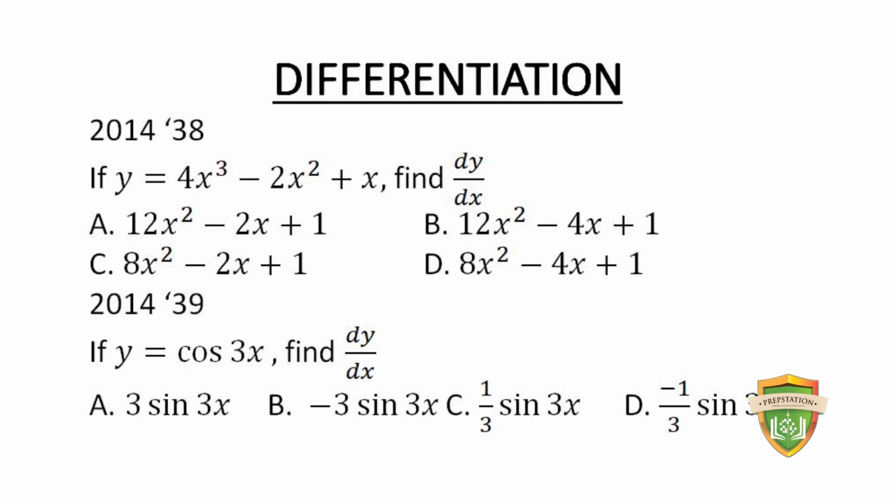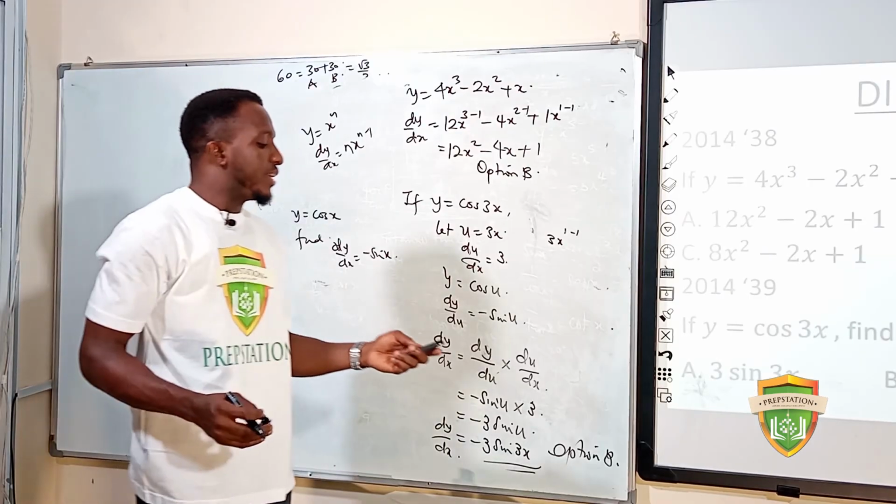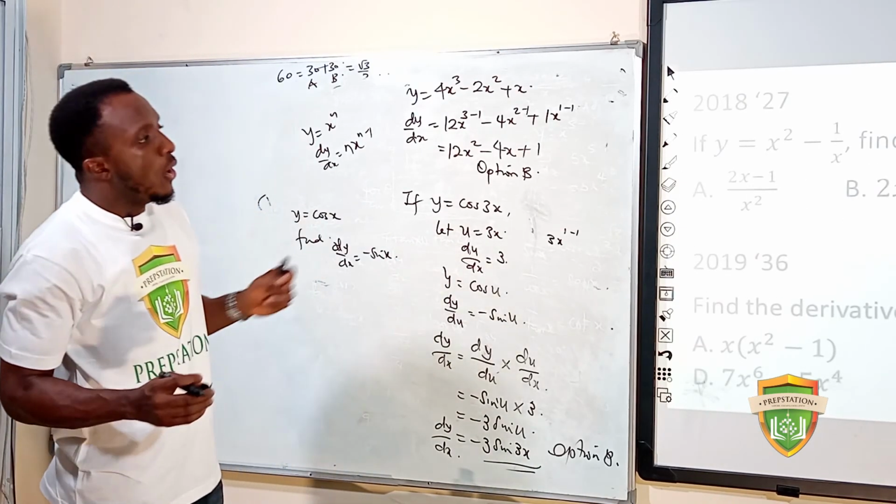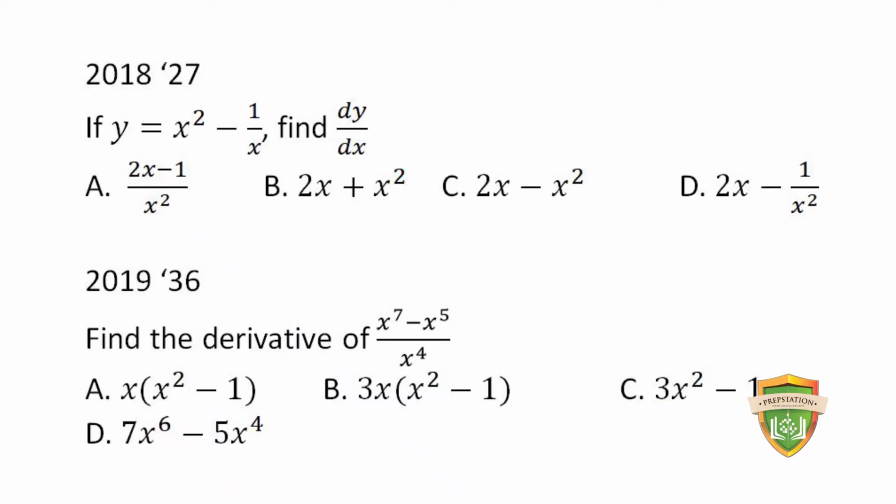Option B. Now, I'm glad you can see how simple differentiation is. Okay, now this one, I'll leave you to solve this one. I'll quickly solve 2019 number 36 for you. Very, very easy and fast. I'll solve the question for you. Look up. Now, how do we solve a question like this?